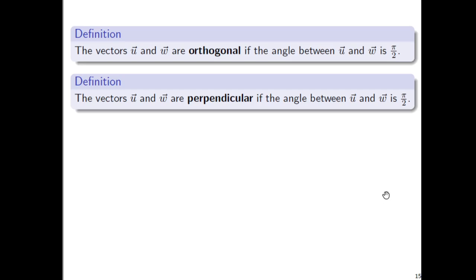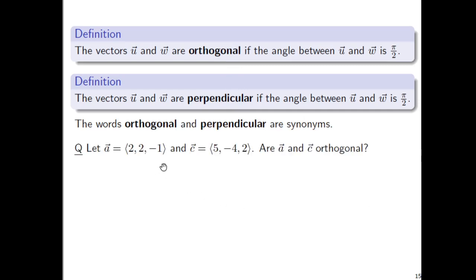Okay, as a definition, the vectors u and w are orthogonal if the angle between the two vectors is pi over 2. And if you'd like, you can replace the word orthogonal with perpendicular. These two words are going to be synonymous for me.